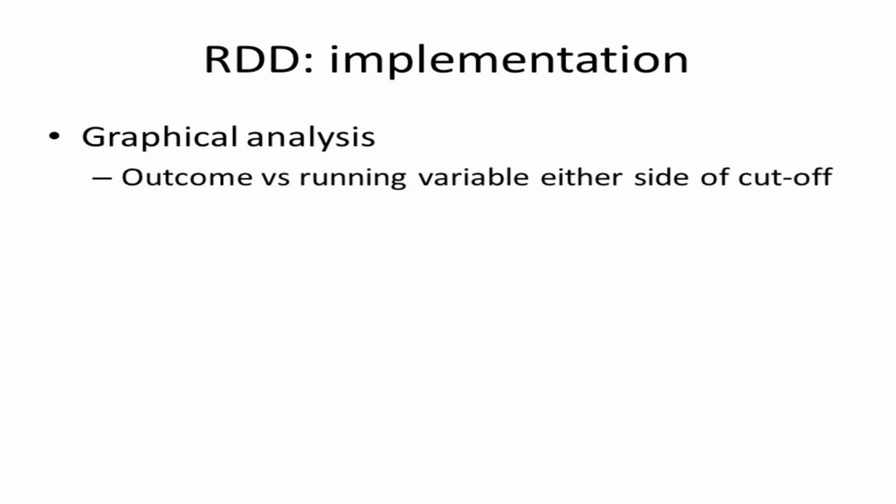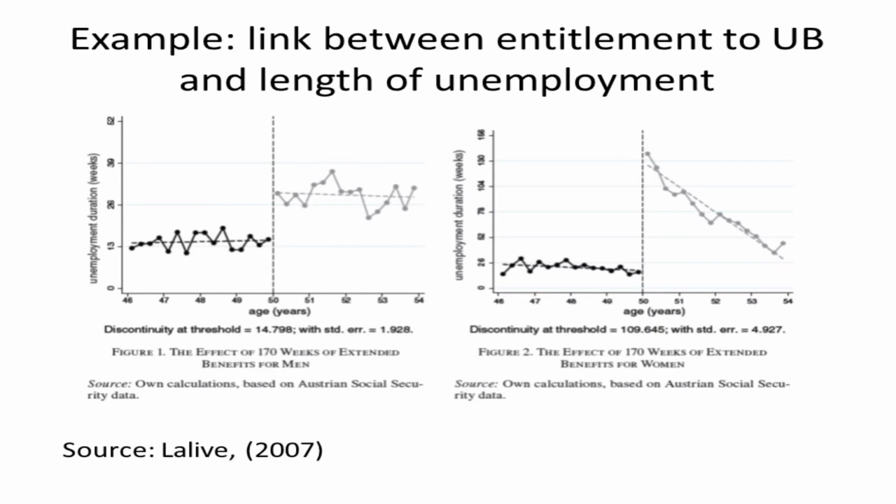So what next is how do you do it? And if you read papers which are taking an RD approach, you will find a lot of graphs in them. And it's certainly where you should start as a researcher with looking at your data. So the obvious graph to plot is just what is the outcome against your running variable, either side of the cutoff. Okay? Here is a famous, well-cited example.